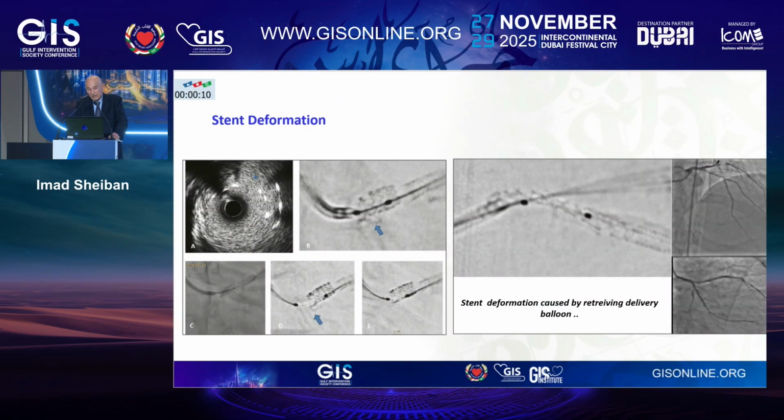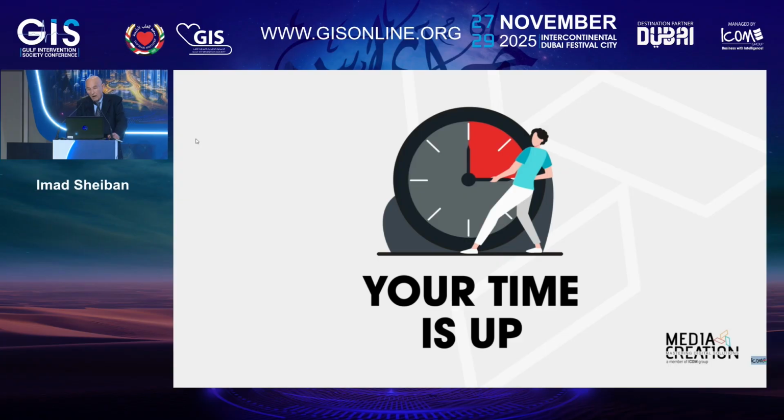Deformation of the stent can be seen very easily by stent boost, and it is caused mainly by the guiding catheter intubating, or by retrieving the balloon from the coronary. The balloon can be retrieved with a segment of the stent, with elongation of the stent and deformation of it.